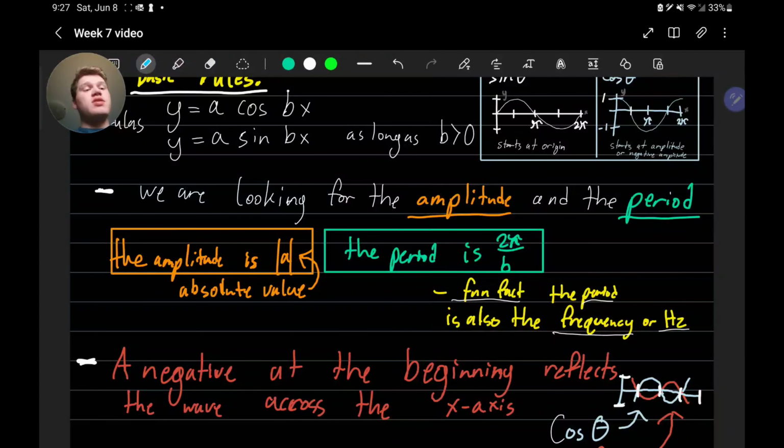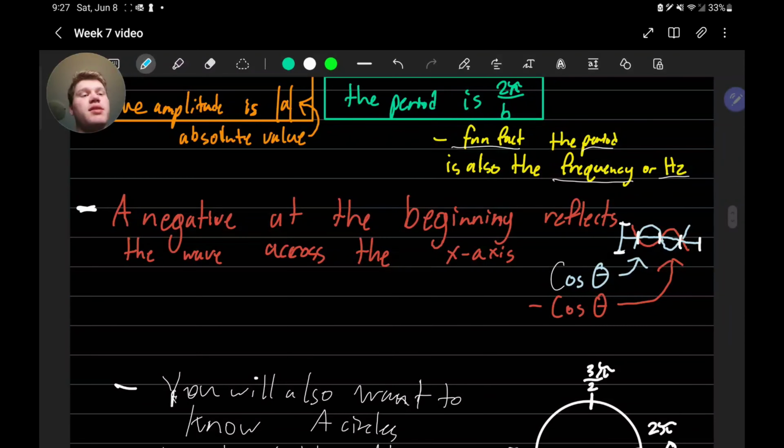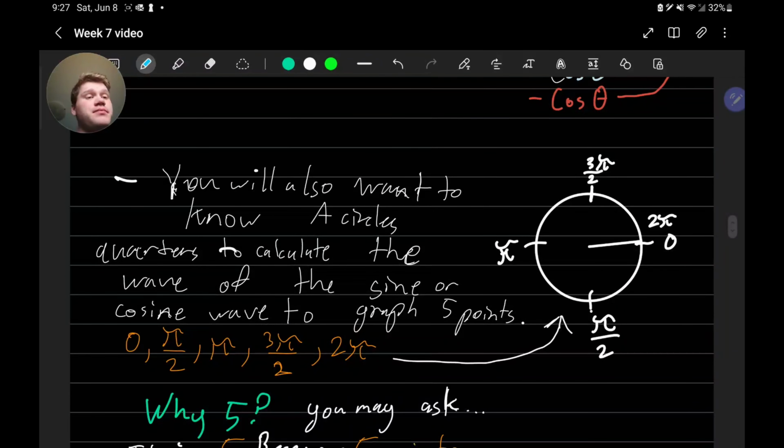The period is 2 pi divided by b. Fun fact, the period is also related to the frequency or hertz of the wave. A negative at the beginning reflects the wave across the x-axis. So this is what we were talking about a little bit earlier. You can see the cosine of theta over here as the lighter color, and then you'll see the negative cosine of theta as the red. And that'll show that it flips across the x-axis.